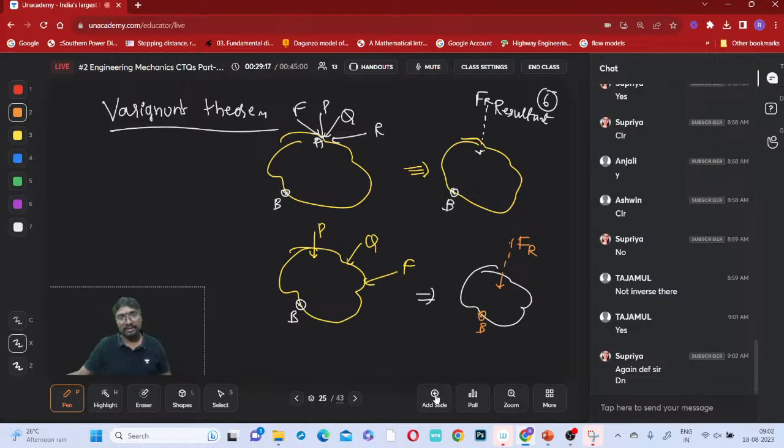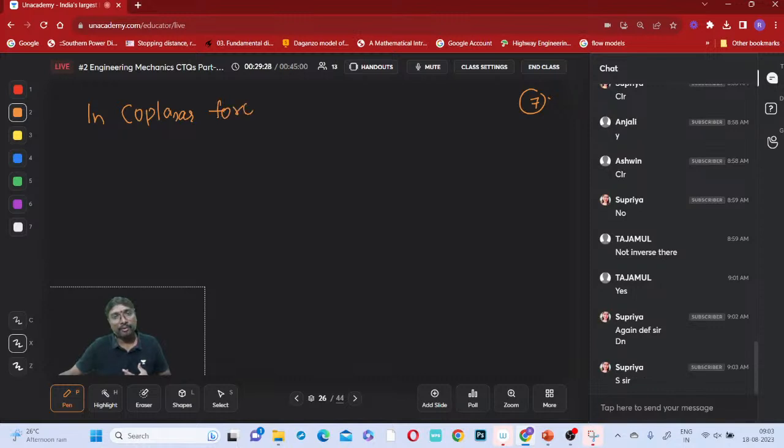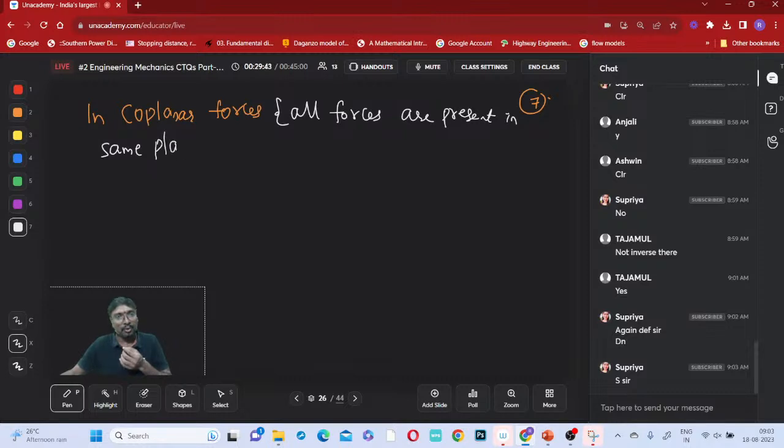Shall I write the definition? What is Varignon's theorem? In coplanar forces, what is the meaning of coplanar forces? All forces are present in the same plane only. That is in a coplanar force system on an element.